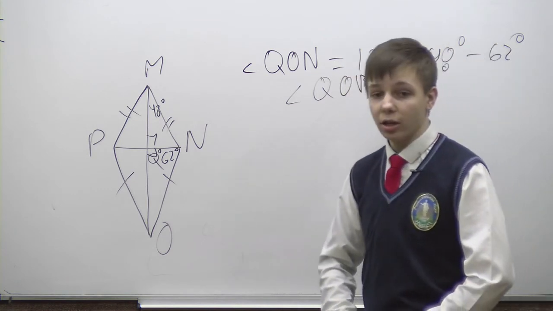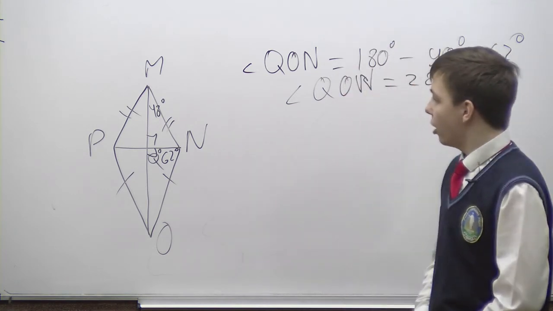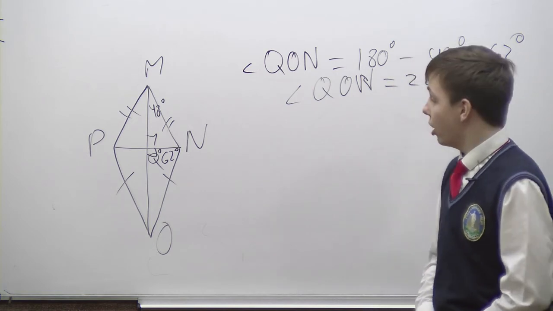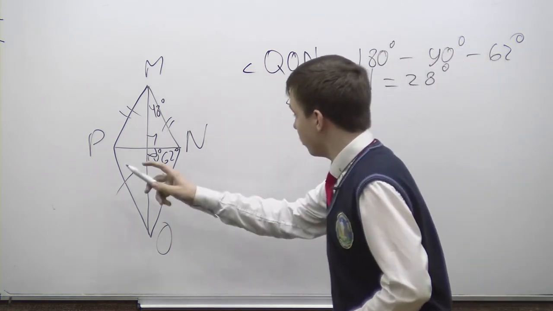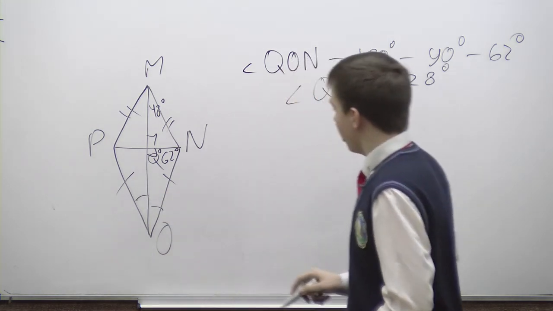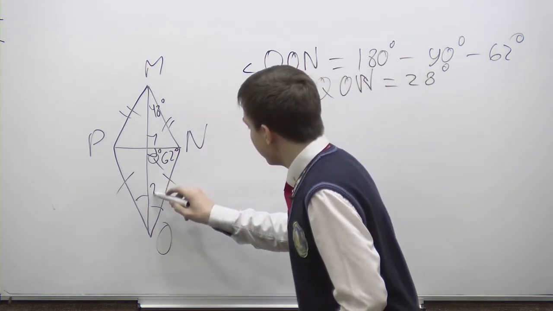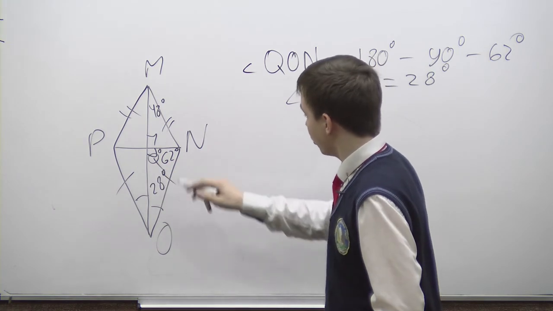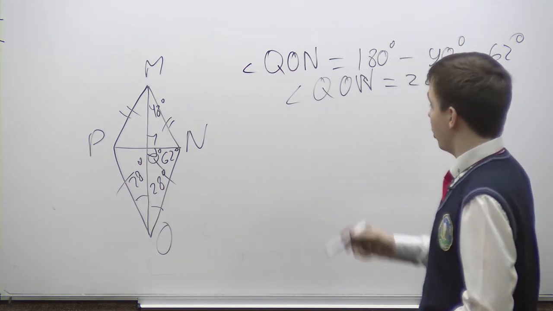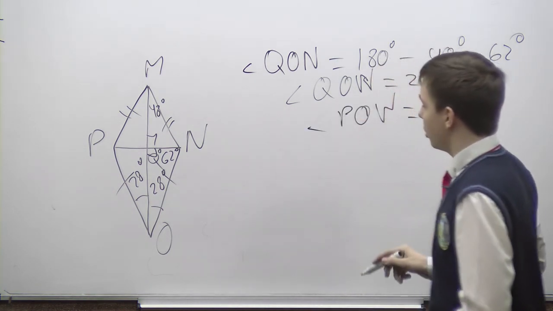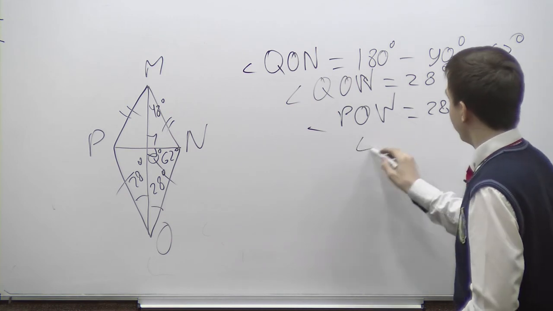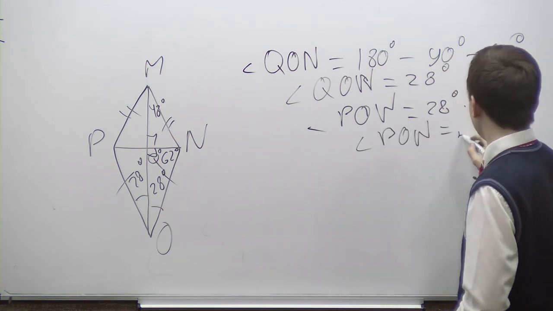Then we know that in isosceles triangle PON the altitude POQ is also a bisector. So angle POQ equals angle NOQ. Angle NOQ equal 28 degrees. So angle POQ equals also 28 degrees. Then we can calculate angle PON. Angle PON equal 28 degrees multiply 2. So angle PON equal 56 degrees.